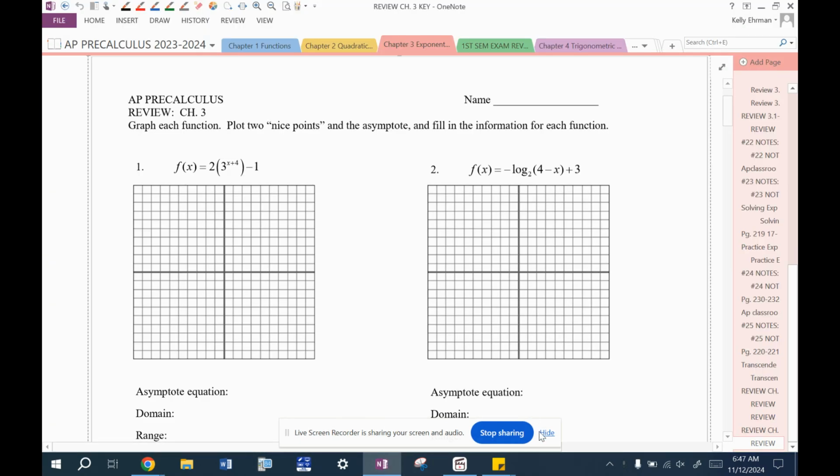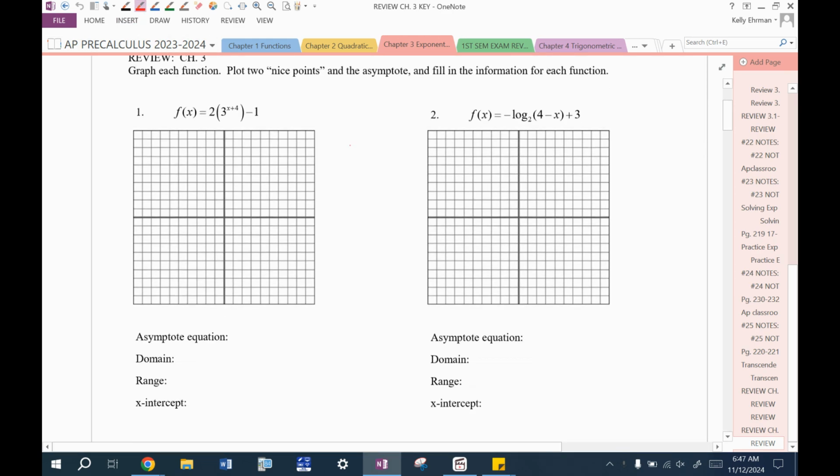All right, for the Chapter 3 review, this is the non-calculator part. So we're going to graph each function. Let's just plot 2 nice points. For exponentials, I did 3 in the homework. You can do more than 2 if you want, but I'm just going to do 2. And the asymptote, and then fill in the information.